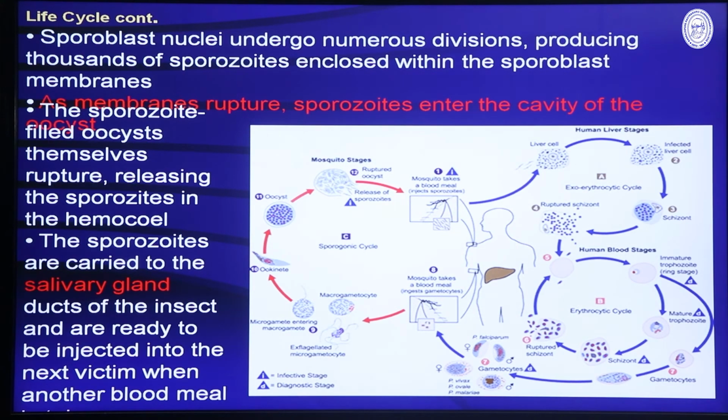Now, the sporoblast nuclei undergo certain nuclear divisions, producing thousands of sporozoites, which are enclosed within the sporoblast membranes. As the membrane ruptures, the sporozoites enter into the cavity of the oocyst. Now, the sporozoite-filled oocysts themselves rupture again, releasing the sporozoites in the hemocoel of the mosquito. These sporozoites are then carried to the salivary gland duct, where the insects are ready to inject them into the next victim, which they visit for their next blood meal.